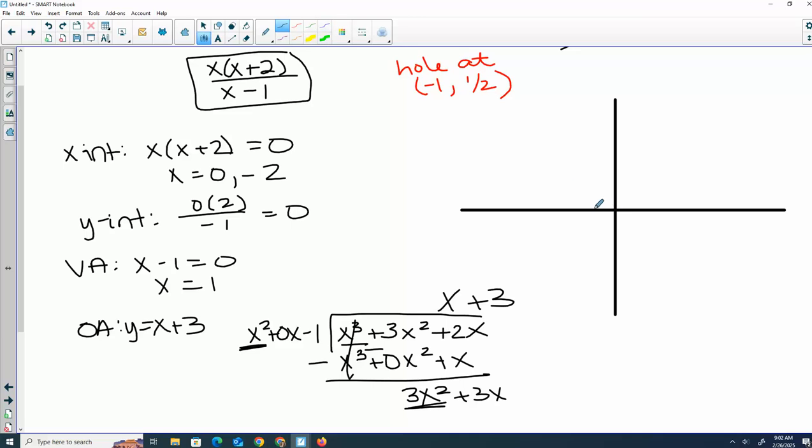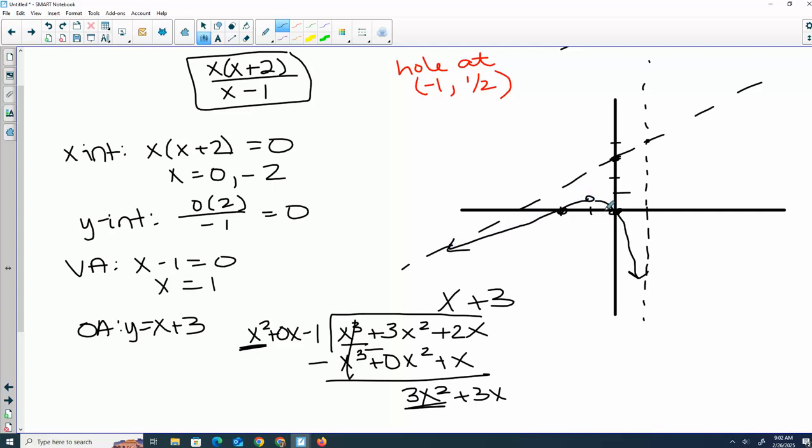The hole is an open circle. We have 1, 1/2. The x-axis at 0 and -2, y-axis at 0. Vertical asymptote 1. Oblique, y equals x plus 3. So you start at 3. Slope is 1, so up 1 over 1. Alright, my x-intercepts, neither one was squared, so it's not doing any bouncing or anything. So we can tell this section would look like that.